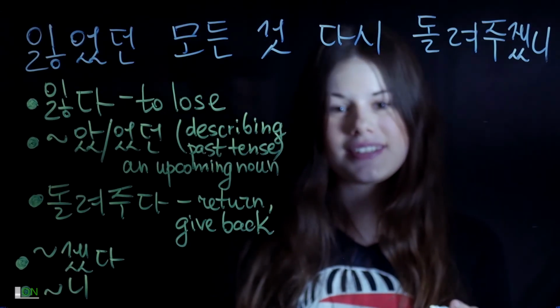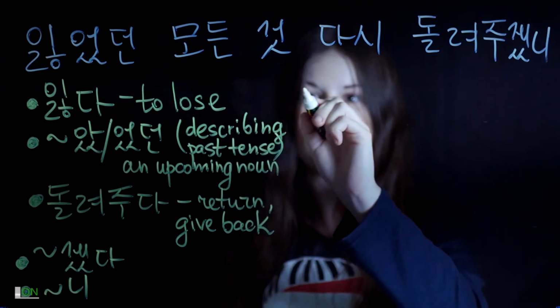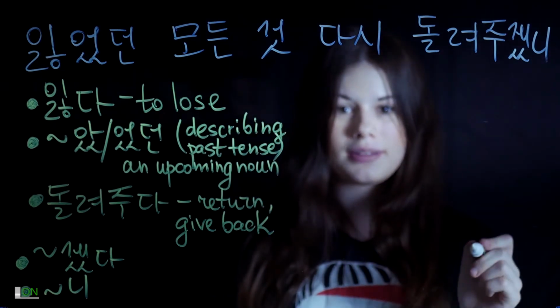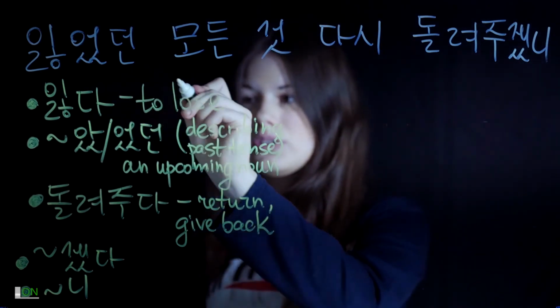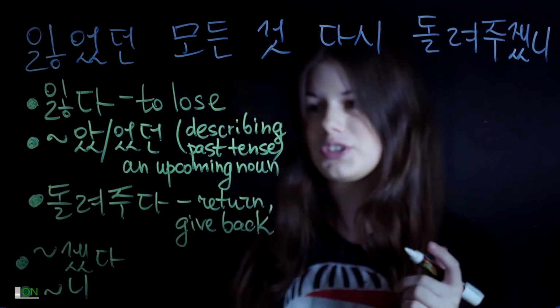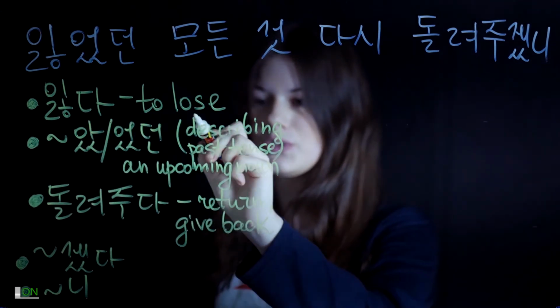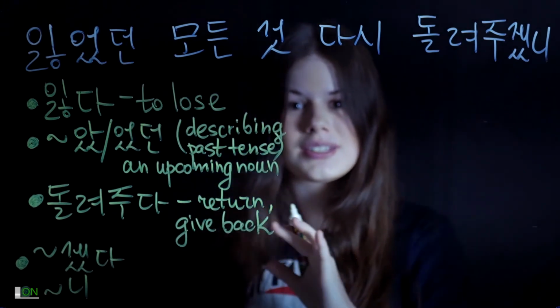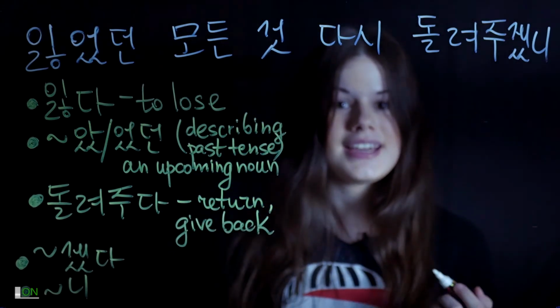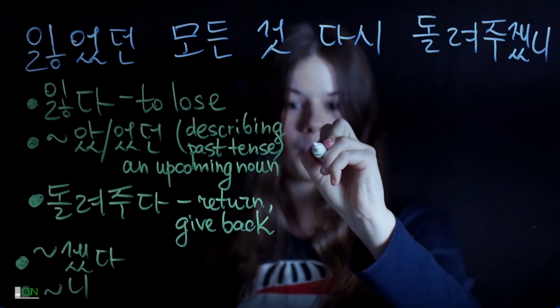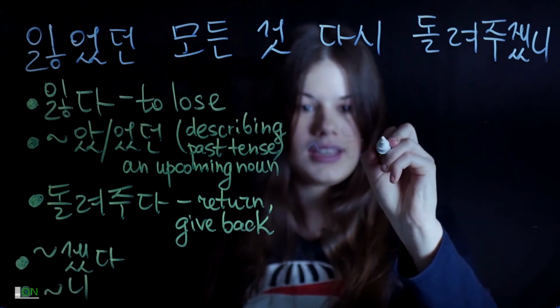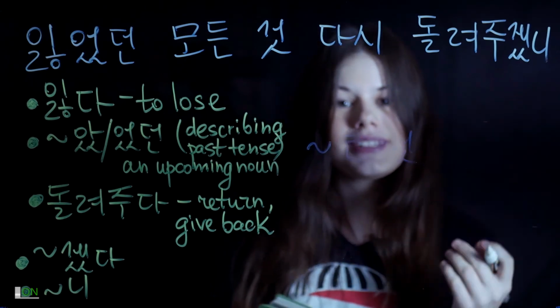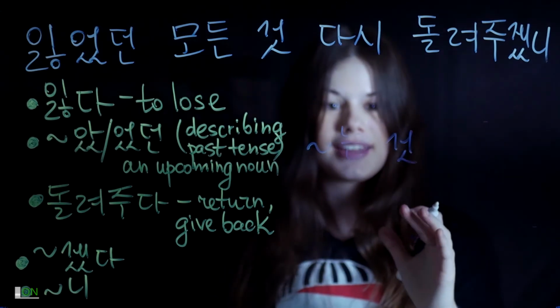And the last sentence is 잃었던 모든 것 다시 돌려주겠니? 잃었던, here we have the verb 잃다, which means to lose. This 었던 is quite really tricky for that. You need actually to know what the heck is 는 것 principle. If you know this, then that's great.